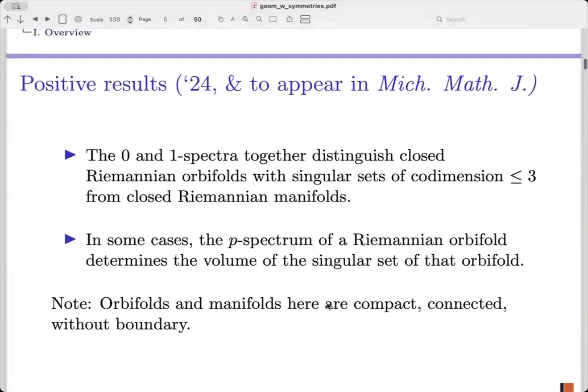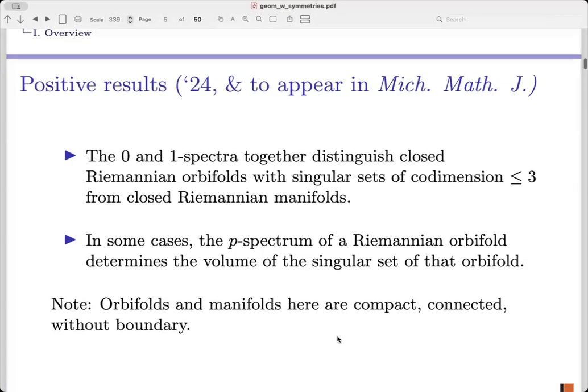Another positive result is that in some cases, the p spectrum, that is, the Hodge Laplacian acting on p forms, of a Riemannian orbifold will determine the volume of the singular set and actually distinguish the orbifold from manifolds, because a manifold has no singular set to have a volume. In this talk, I'm assuming all orbifolds and manifolds are compact, connected, and without boundary.